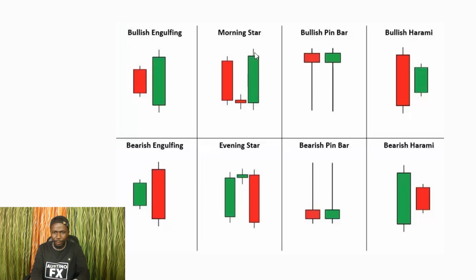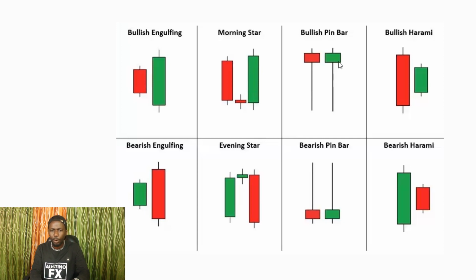So your entry will be at the close of this green candle, and your stop loss will be below the support level. So this three-candle pattern is what we call the morning star, and it must be identified at the support level. So that is it.